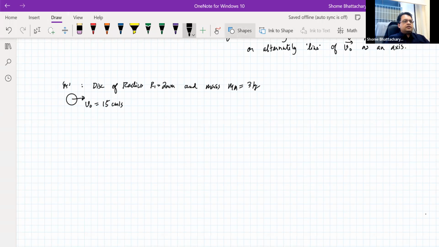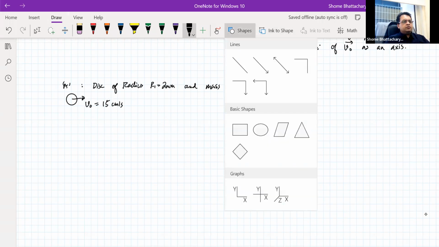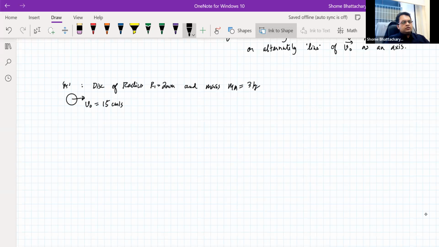Now it goes and impacts a second body, which is also a disk but of larger radius. So like this. So this is a stationary disk B, which has radius of 3 millimeters and mass of, let us say, 6 kilograms. Or let's make this mass of 7 kgs. Okay.